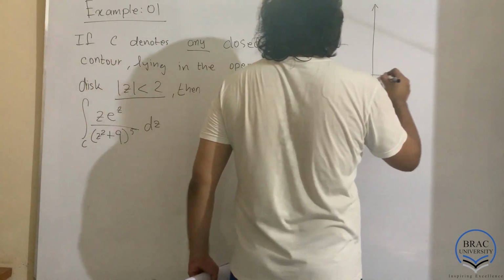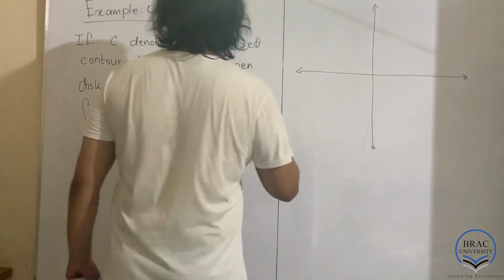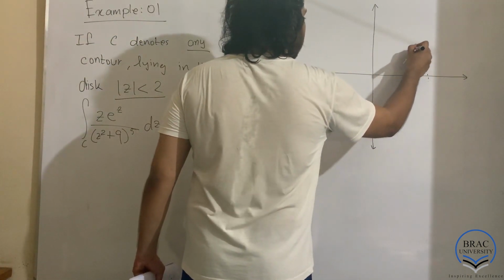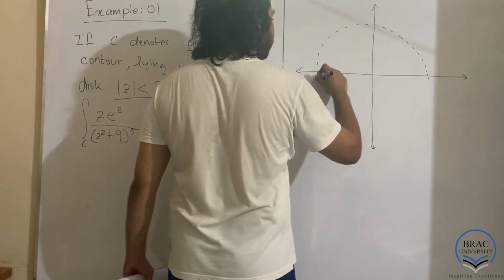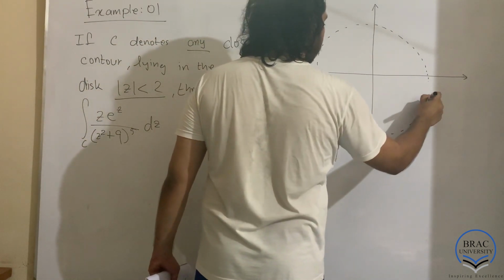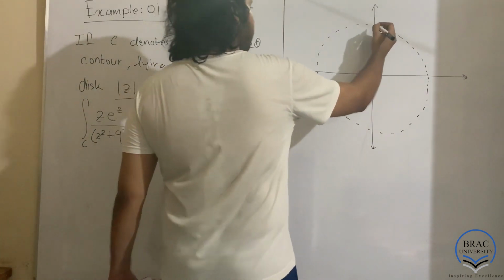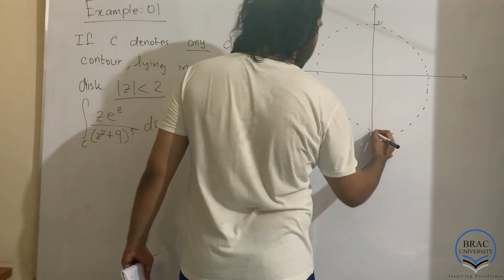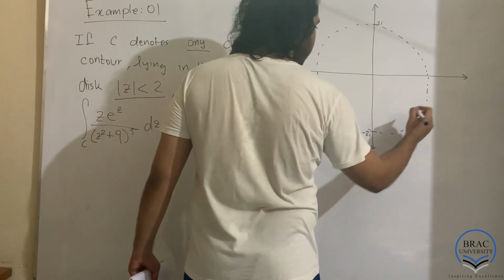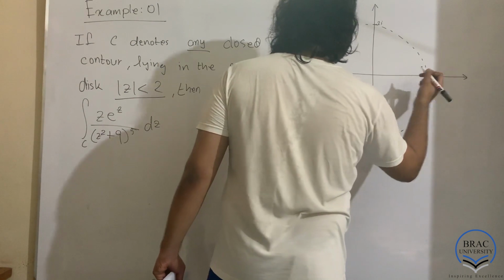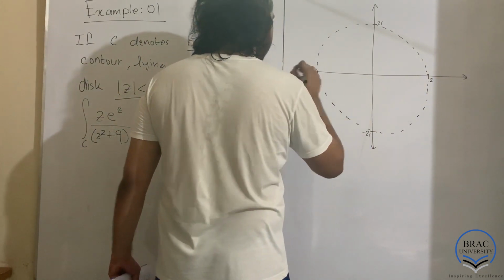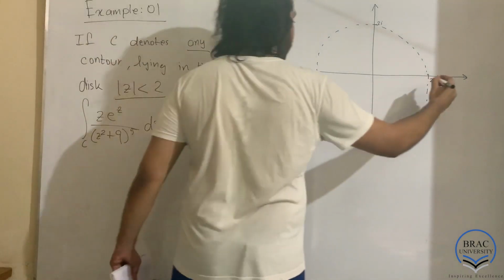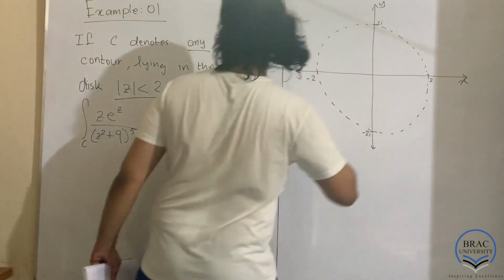The complex disk, modulus of z less than 2, is basically a circle, right? It's an open circle, which is why I'm drawing a dotted line. It does not touch the points 2i or minus 2i, but it's near these points. This complex disk is working as our domain.